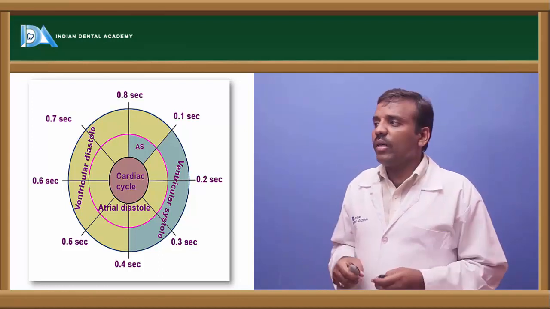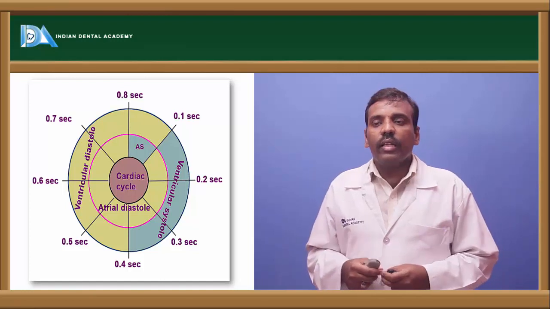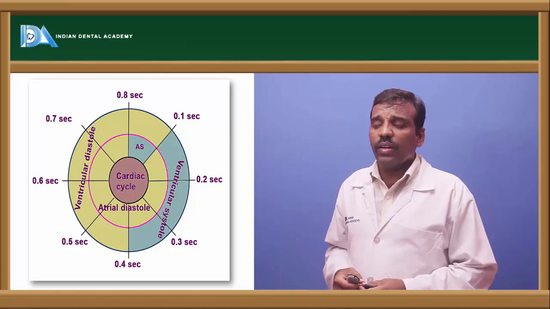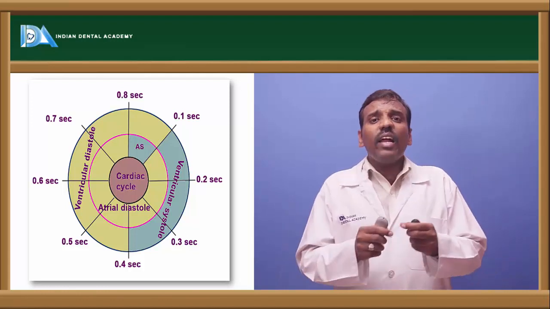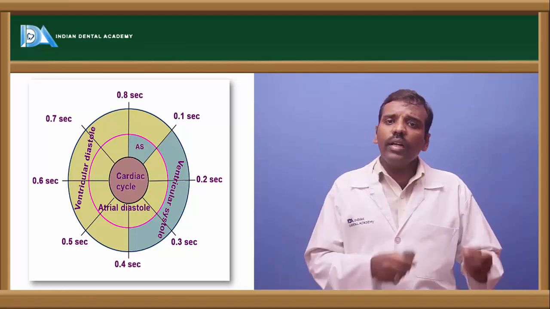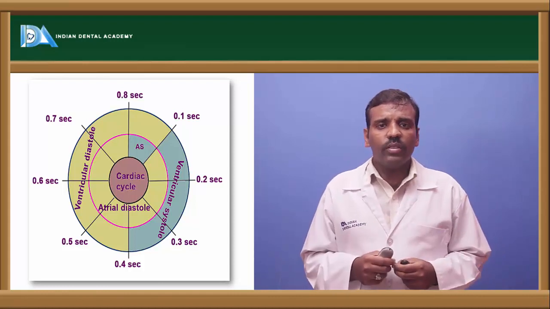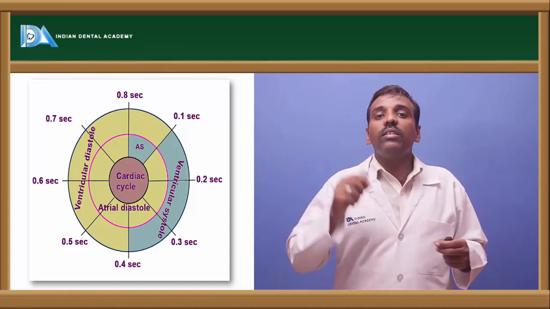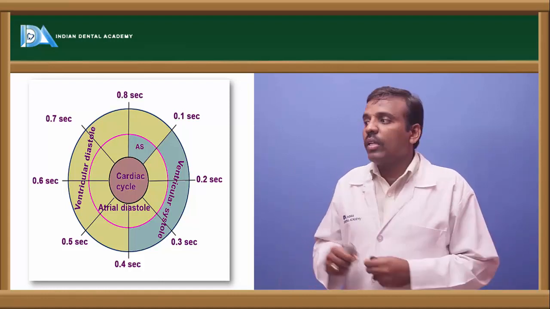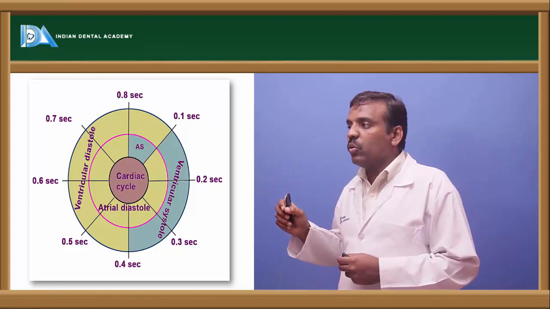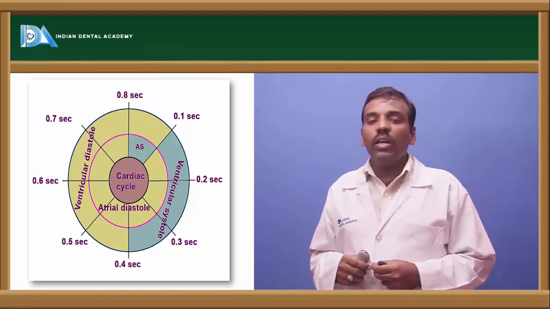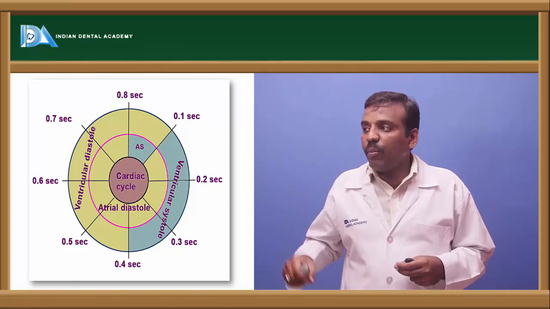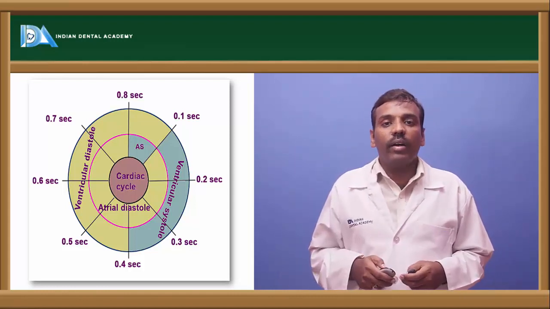And the next one is the outermost circle, which is nothing but the ventricular events. If you see these ventricular events in the outer circle, when the atrial systole stops, obviously it is atrial diastole, isn't it? At the same time, in the outer circle, the ventricular systole starts, which is about 0.3 seconds, from 0.1 to 0.2, 0.2 to 0.3, 0.3 to 0.4. So 0.3 seconds is the ventricular systole, and the remaining part of the cycle is the ventricular diastole.